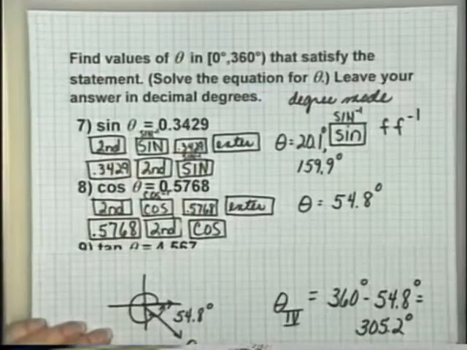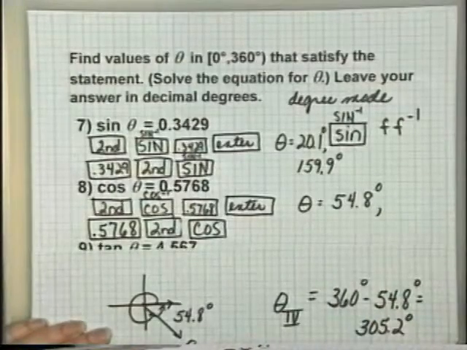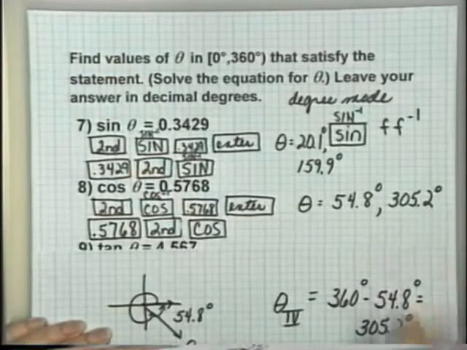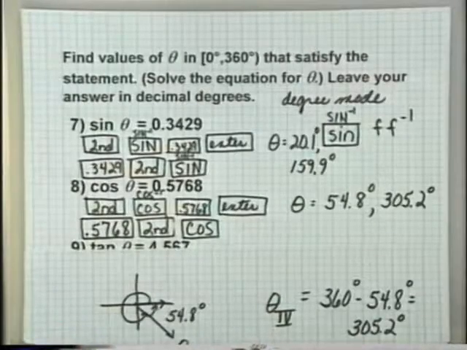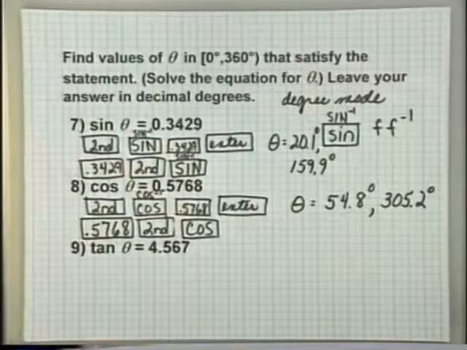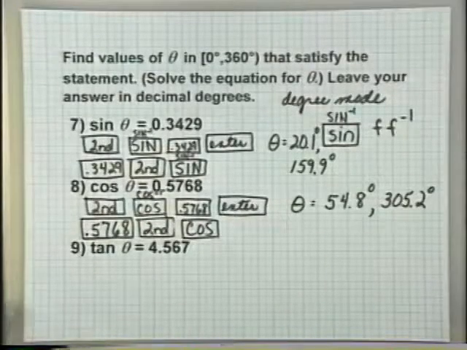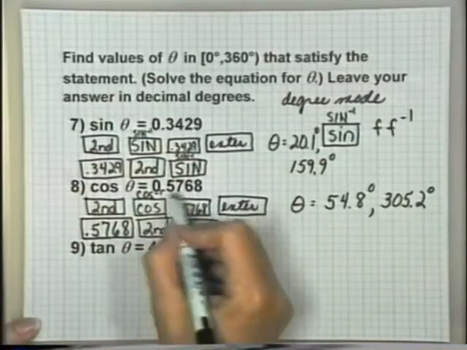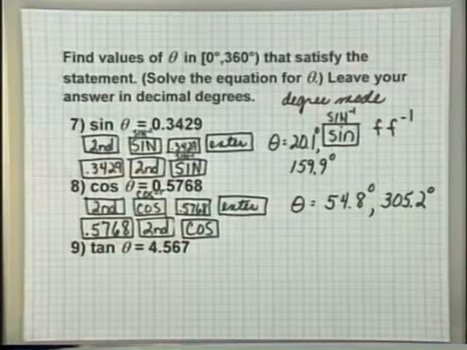All right, so if theta is 54.8 degrees, or if it's 305 2/10 degrees, if we find its cosine, we should get 0.5768. Of course, once again, you could check that, but remember that we did round to the nearest tenth of a degree, so it might not be exactly 0.5768, but it certainly should be close. All right, let's work that tangent problem.